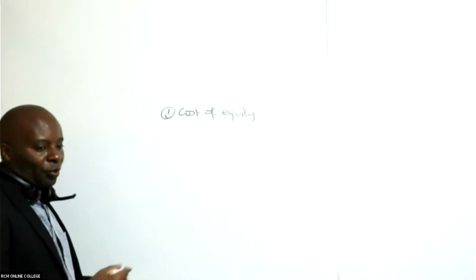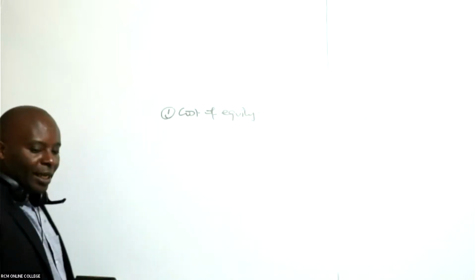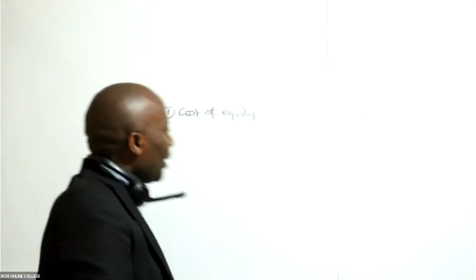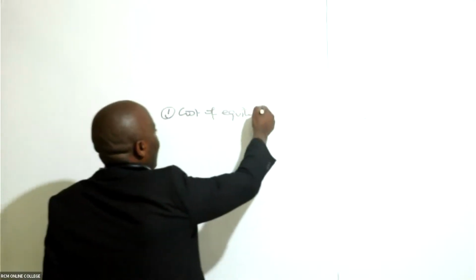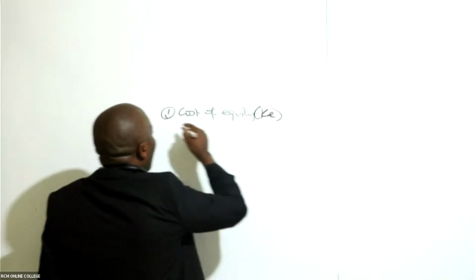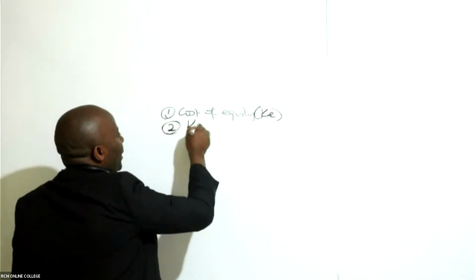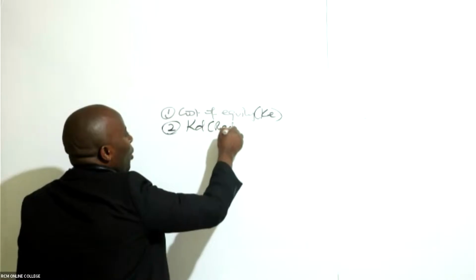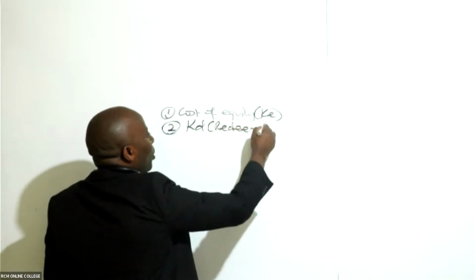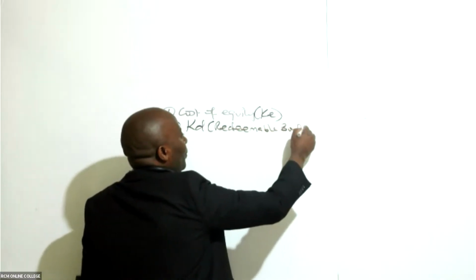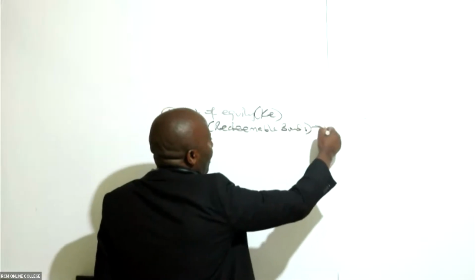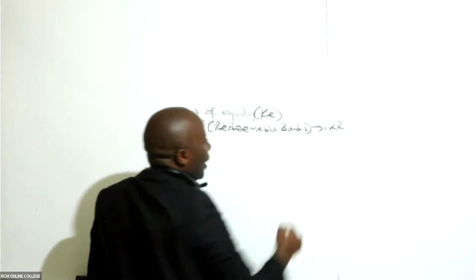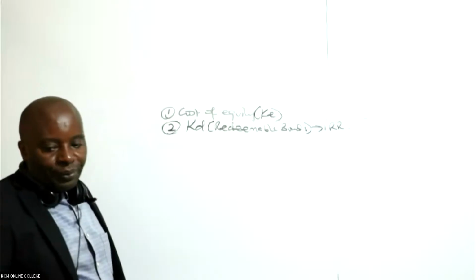How do we get cost of equity? KE. This is critical. How do we get KD, in situations where we have redeemable bonds? Redeemable bonds, and we said here, we shall be using what we call the IRR approach.